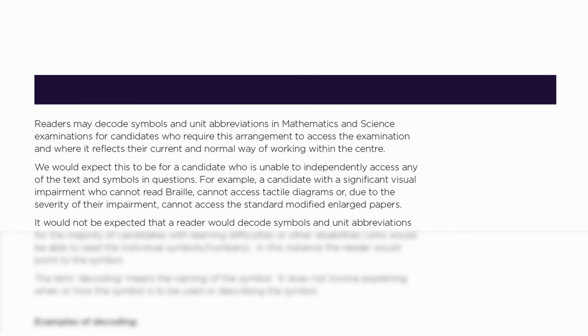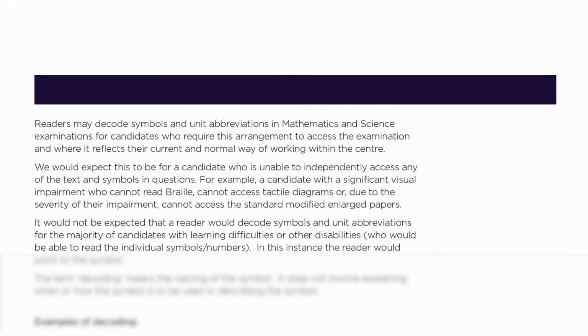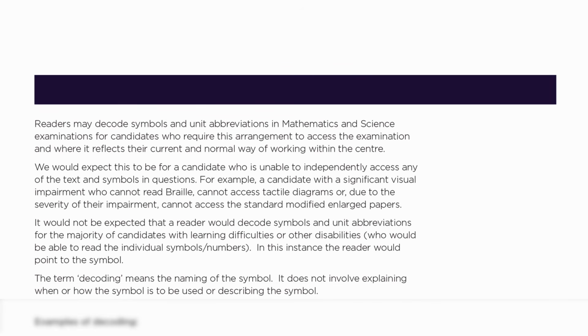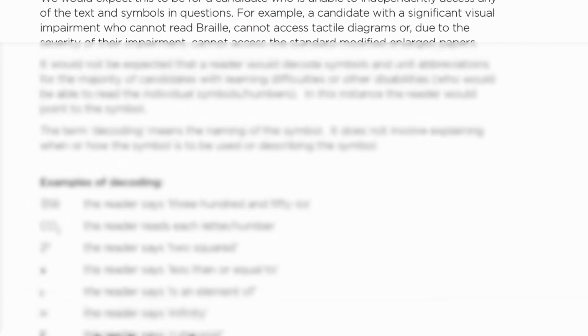It would not be expected that a reader would decode symbols and unit abbreviations for the majority of candidates with learning difficulties or other disabilities who would be able to read the individual symbols or numbers. In this instance, the reader would point to the symbol. The term decoding means the naming of the symbol. It does not involve explaining when or how the symbol is to be used or describing the symbol.